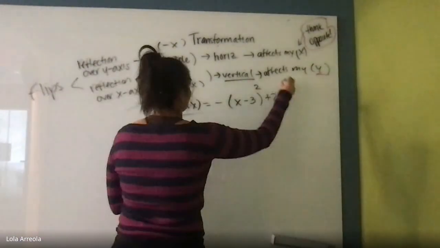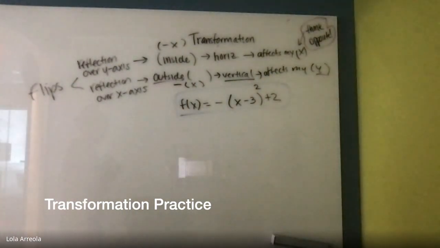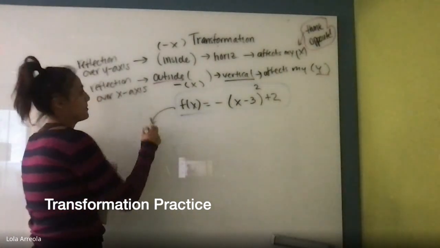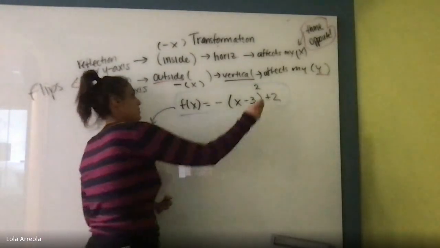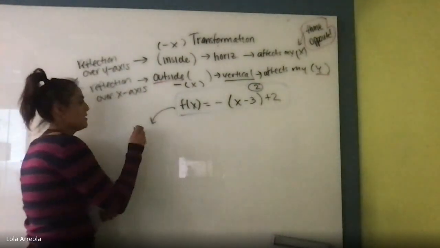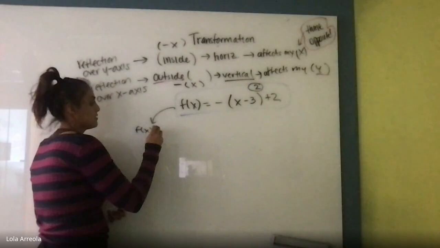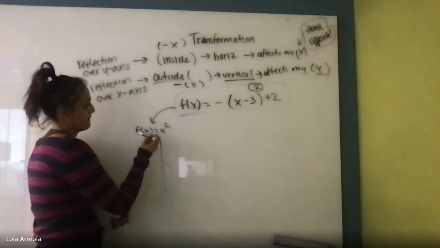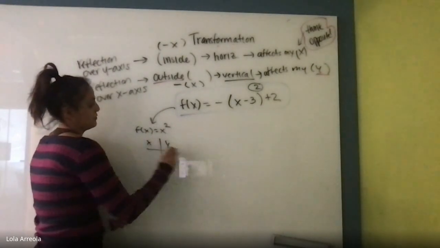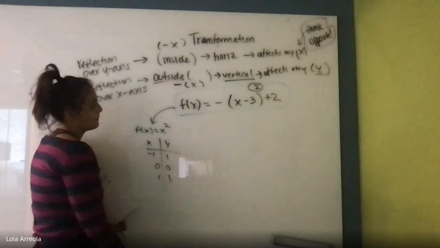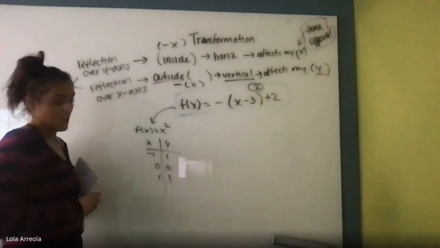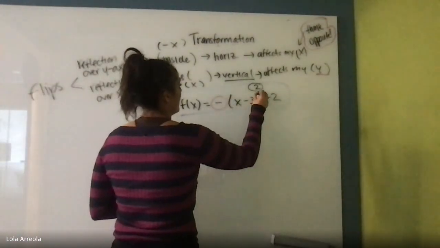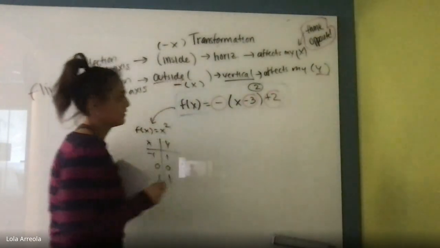Okay? This is what I want to graph. What is my original function? What would be the basic form of this function? I have 2, which is even, so I have an even function. So really, I start off with these points of x squared, which is -1, 1, 0, 0, 1, 1. Okay, now I need to apply the transformations. How many transformations do I have? I have 1, I have 2, and I have 3.